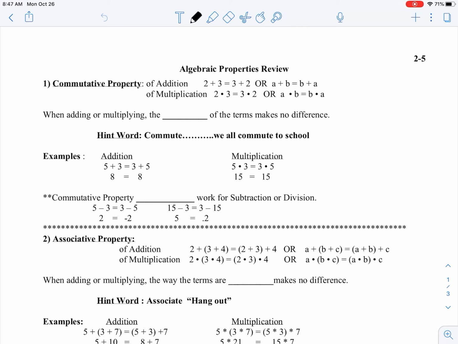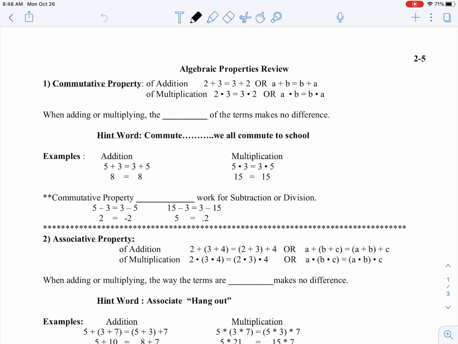Today we're going to be going over some algebraic properties. These are things that work no matter what. We're going to start seeing some letters pop up here because they're going to represent any number that we would want them to be.